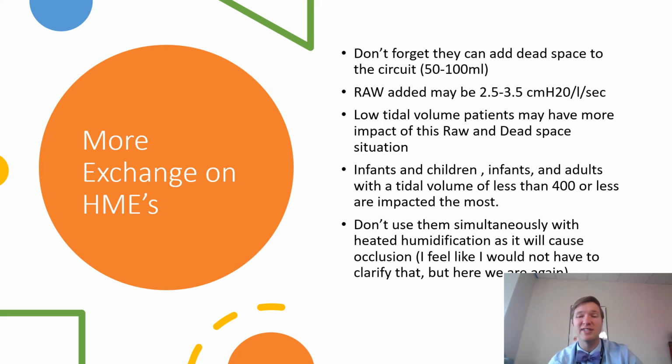So the other thing is the airway resistance, which is the second bullet point here. The HME adds 2.5 to 3.5 centimeters of water per liter per second of airway resistance. That can be pretty significant, especially if your patient already has an obstructive disease like COPD, emphysema, asthma, chronic bronchitis, cystic fibrosis, right? Anything that's obstructive, lots of thick secretions. If you're adding airway resistance to that disease process, it can be very significant and potentially harmful to that patient. So that's something else you've got to consider.